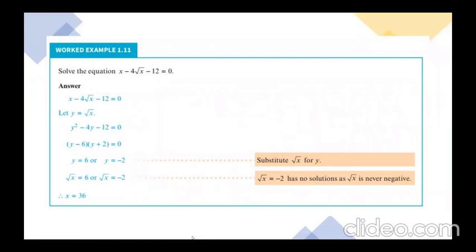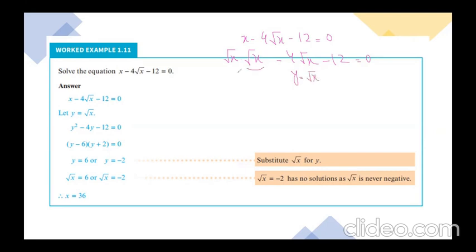Solve x minus 4 under root x minus 12 equals 0. So how to do it? First, taking x equals under root x into under root x. And minus 4 under root x minus 12 equals 0. Got it? Now letting y equals under root x.